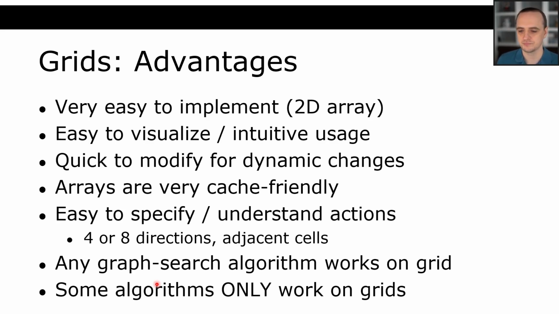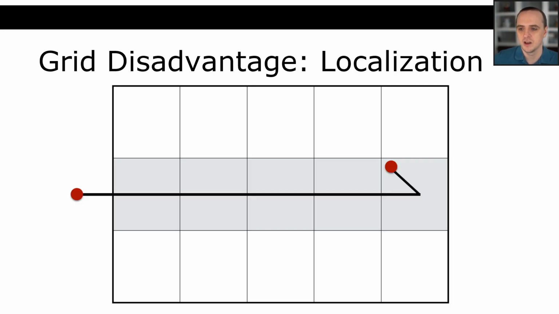Okay? So these are the advantages of grids, is that we have some algorithms that can do really, really well on grids. They're easy to visualize, et cetera. What are some of the disadvantages of grids? Because in computer science, nothing is perfect, right? There are always advantages and disadvantages to everything. So one of the disadvantages is going to be localization, okay?